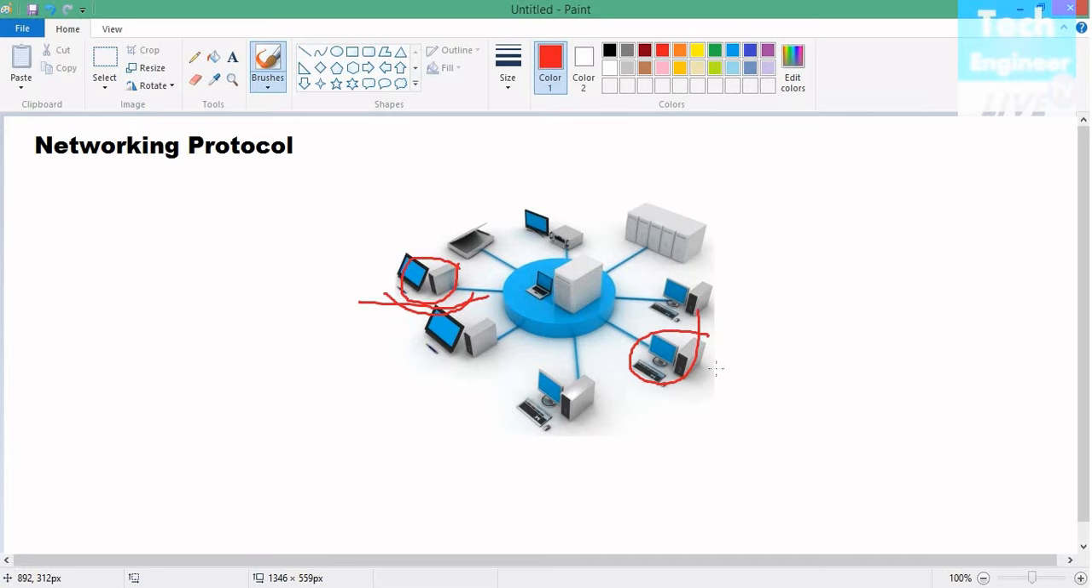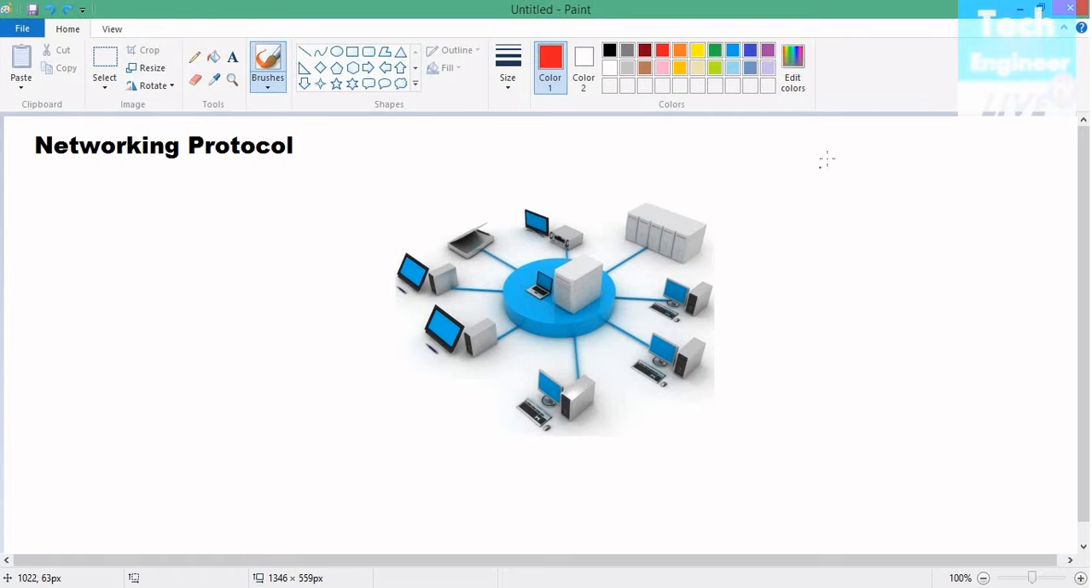So the reason these operating systems are able to communicate with each other is that they have some similarities. Similarly, the network should have a similarity. No doubt they are different, but they should know each other. They should know what I'm going to send, what the receiving end is going to accept, what will happen. So that's the reason for the networking protocol.